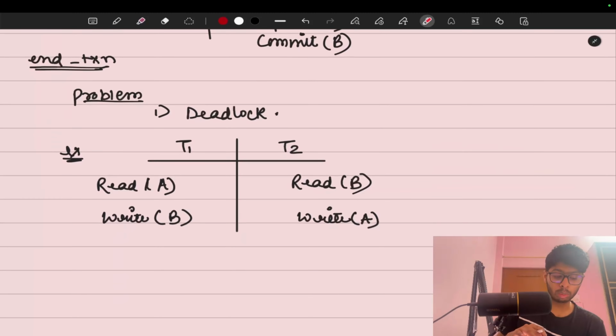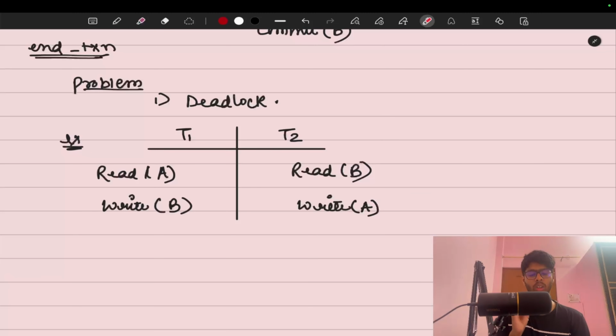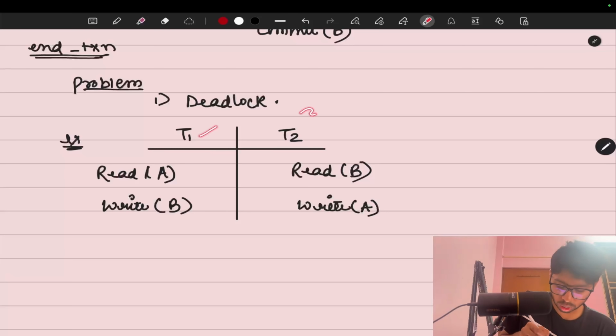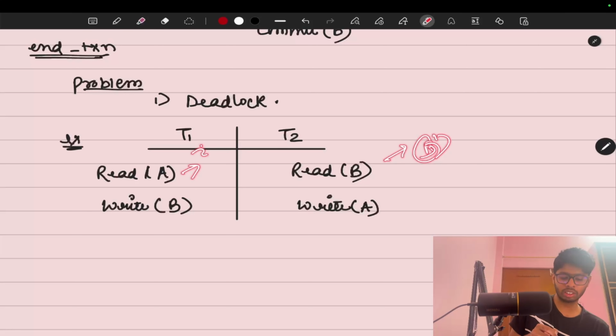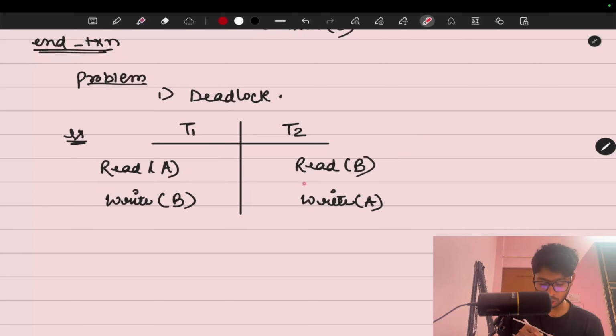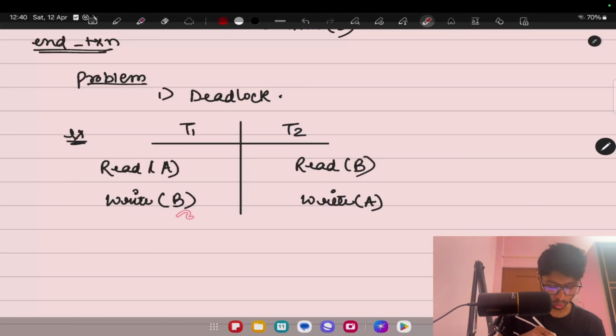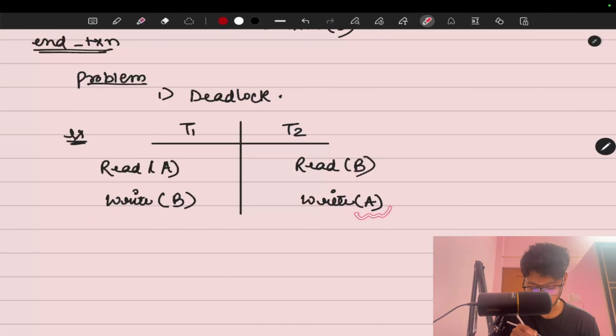Now let's understand the problem of deadlock in pessimistic concurrency control. If there are two transactions happening in parallel, transaction 1 first reads the data, read A, and transaction 2 first reads the data B. This is possible. So transaction 1 takes the lock on row A, transaction 2 takes the lock on row B. But transaction 1 wants to write on row B and transaction 2 writes on row A. Is it even possible? Now we are in the situation of a deadlock.